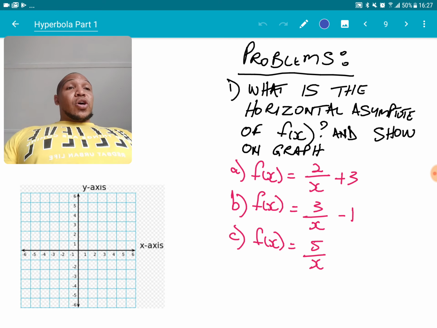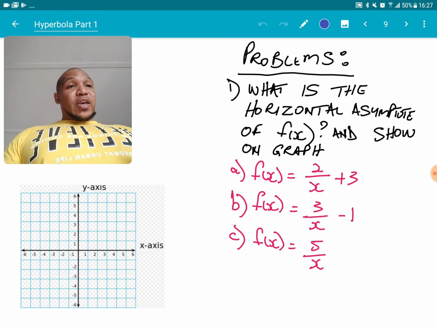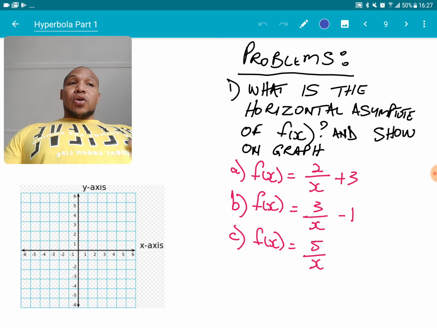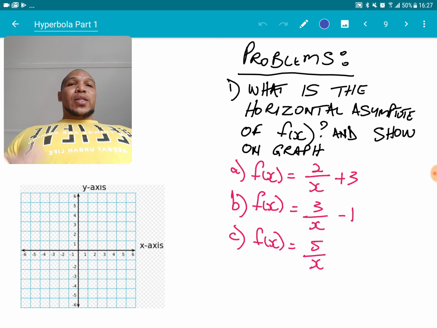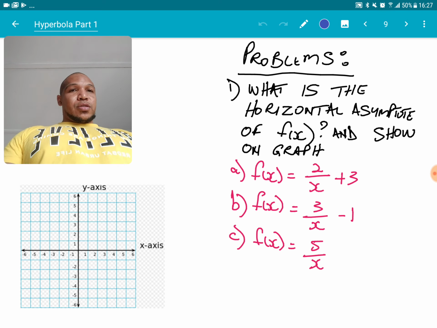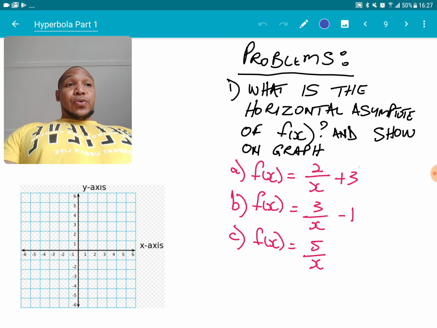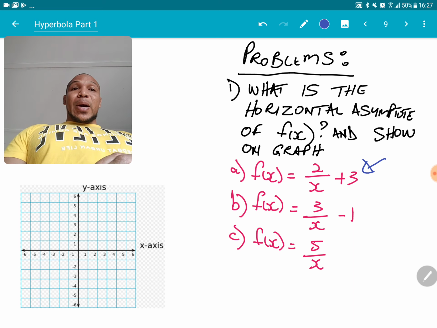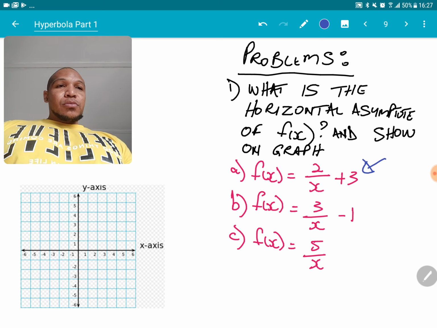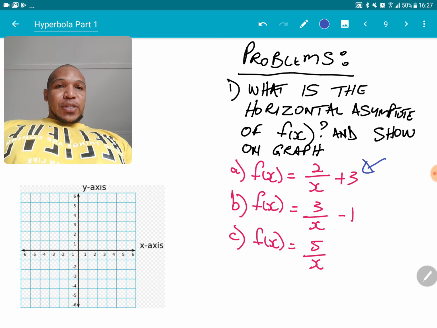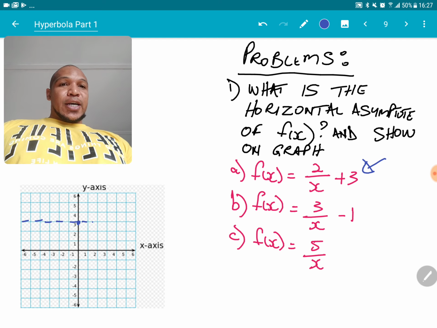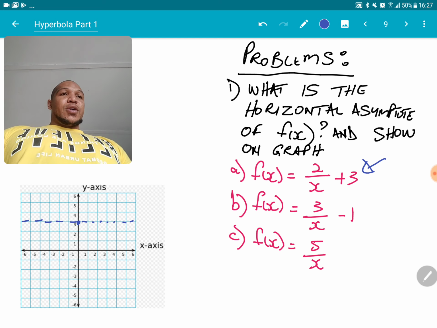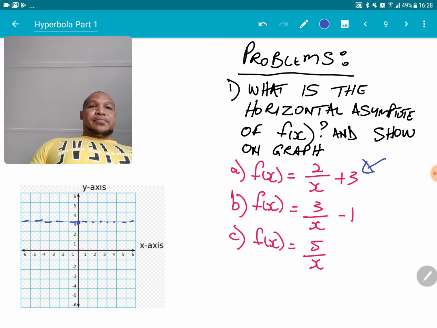What is the horizontal asymptote of f of x? And show it on the graph. Okay, horizontal asymptote. What part of the equation are we going to have a look at? Q, and Q is that number there. So that's the point on my y-axis, and then let me show the horizontal line. There we go. That's it.